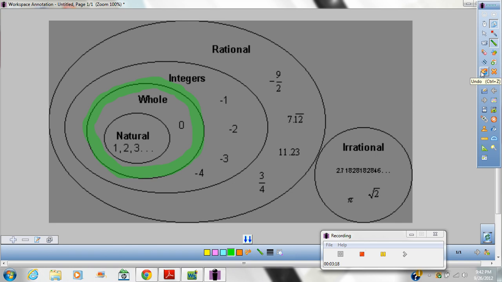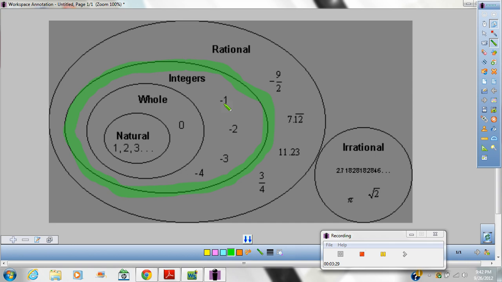Okay, so let's add a few more rules to this. When we add another rule, we're going to call that integers. And what we're going to add to the rules of all whole numbers and natural numbers is that integers include, what do you see here? Negatives. Integers always include negatives now. No, we're not including the negative decimals, and we're not including the negative fractions yet.